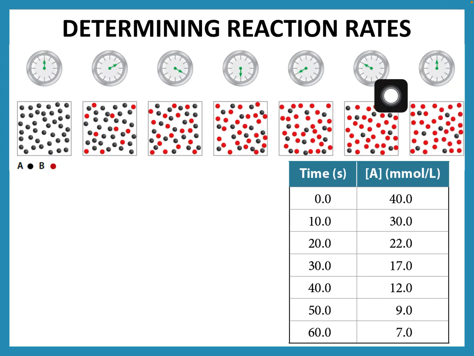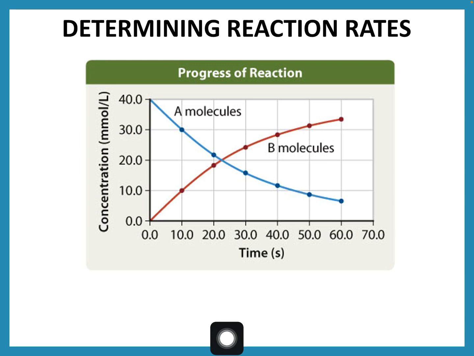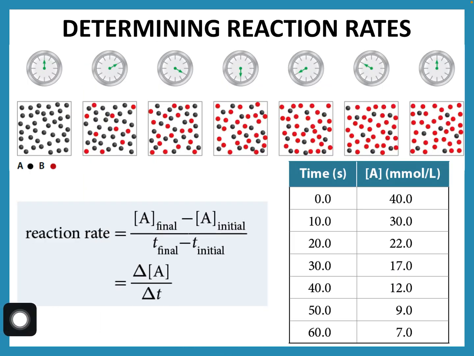So if we had information on our time and the concentration, so these square brackets around a substance means concentration of that. So this would mean concentration of A, and this here is being measured in millimoles per liter. So there I would take my final concentration, subtract my initial concentration, and then also my final time, subtract my initial time. So that's the change in concentration over the change in time. And that will give me the reaction rate. So that is for reactant A being used up.